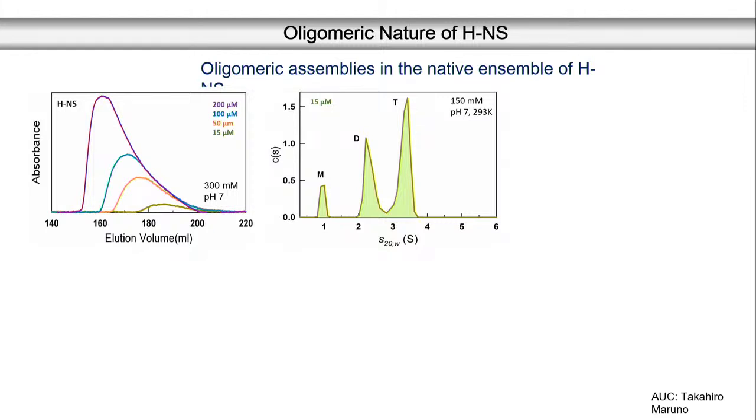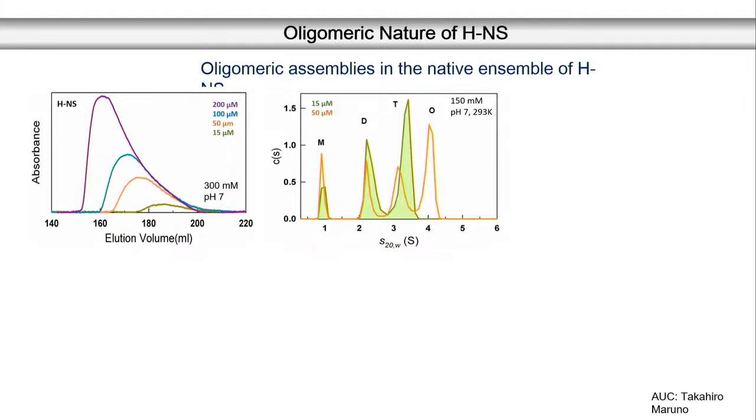And when you do that, you find that this is likely the monomer, this is the dimer, and this is the tetramer. So the protein H-NS in its native state and at low concentration is in an equilibrium between three different forms in this particular case, which is effectively a monomer, dimer, and a tetramer. It is not just a monomer in solution.